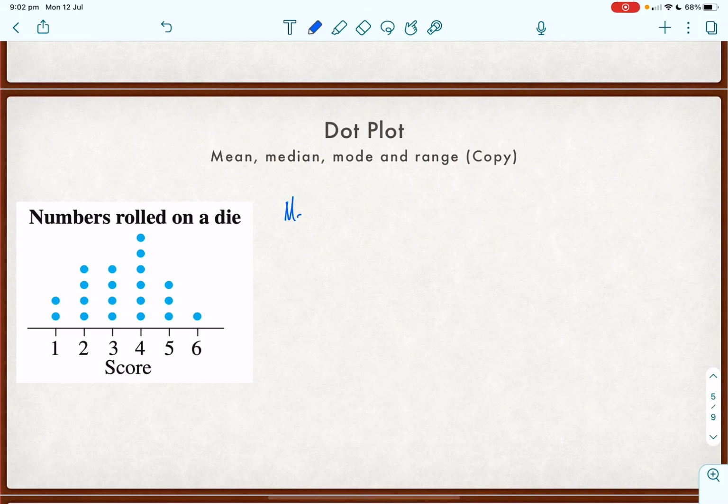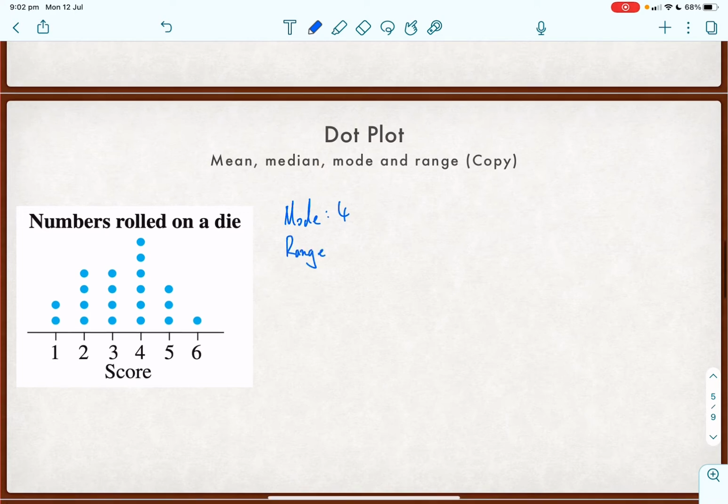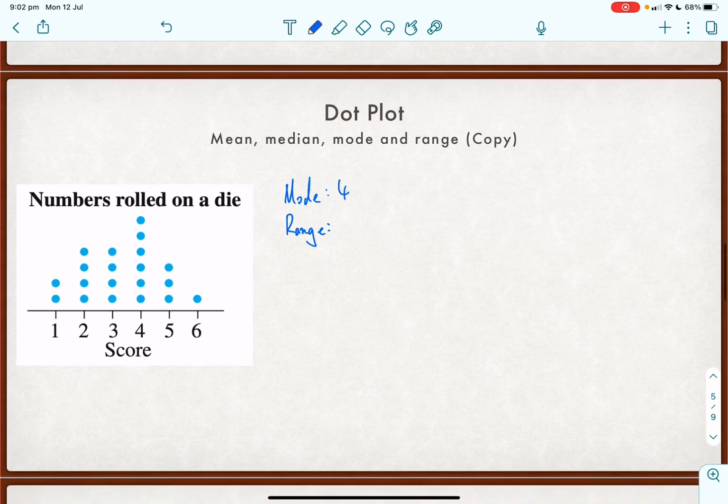So let's do the easy one first. What's the mode? Since every dot represents one number, which number occurs the most? 4, yeah. The tallest column. So mode is 4, easy. Range. What's the range again? Yes, the biggest minus the smallest. The biggest number is 6, smallest number is 1, so 6 minus 1 is 5.